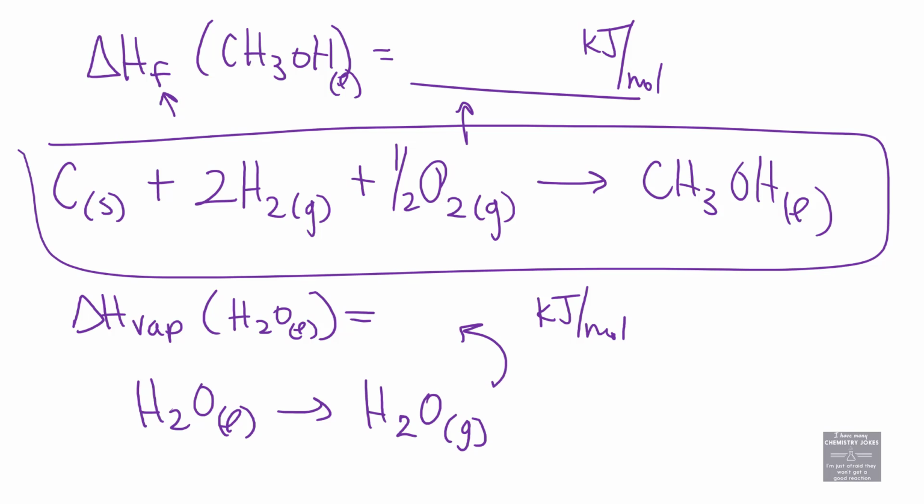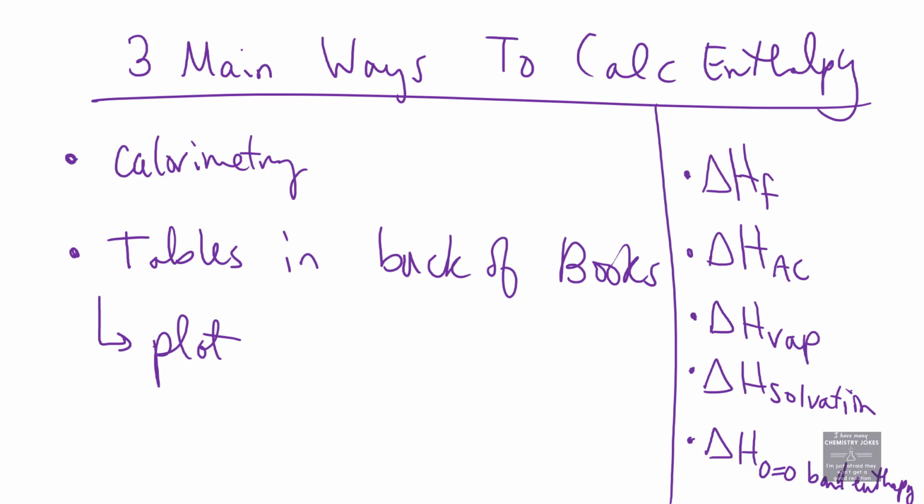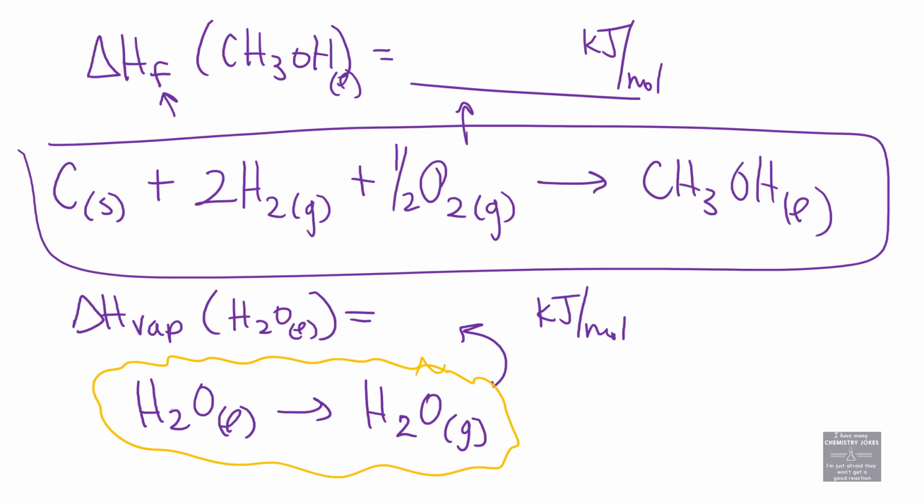So I can calculate delta H of this equation using my previous stuff, tables in the back of the book. I can calculate delta H of that vaporization by finding enthalpy of the products minus enthalpy of the reactants.